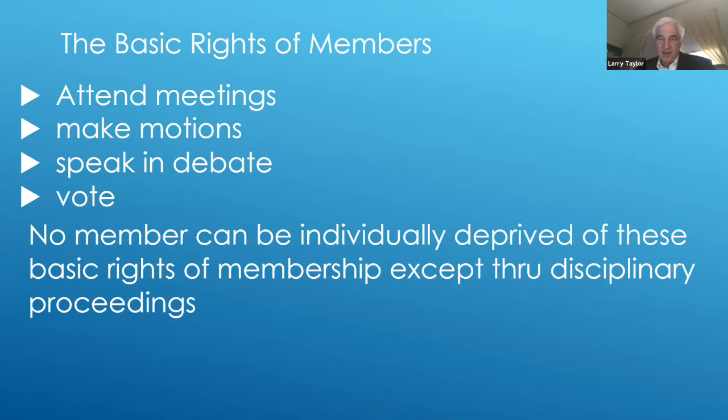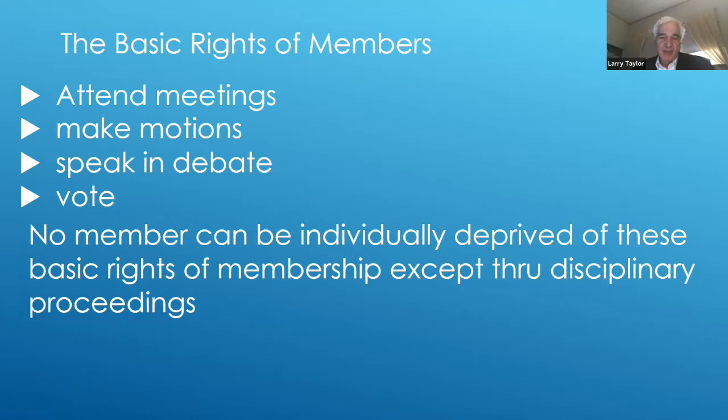Because it can't violate any of the rules governing the organization. So you are a membership organization, and as a member of the organization, you have 4 basic rights. You have the right to attend meetings, you have the right to make motions, you have the right to speak and debate, and you have the right to vote.